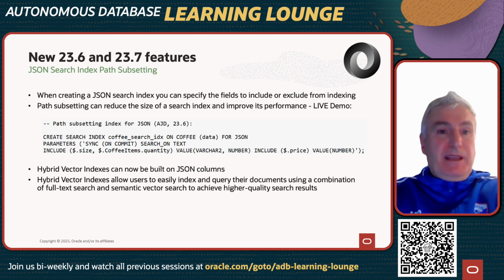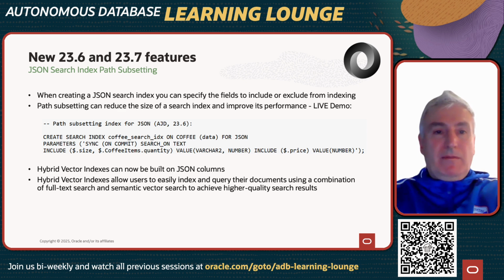Now, indexing. There are new types of indexes that we support. And when creating a JSON search index, you can specify the fields which you want to include or exclude from the index, which basically will do several things. You can save storage. You can index only the needed fields.